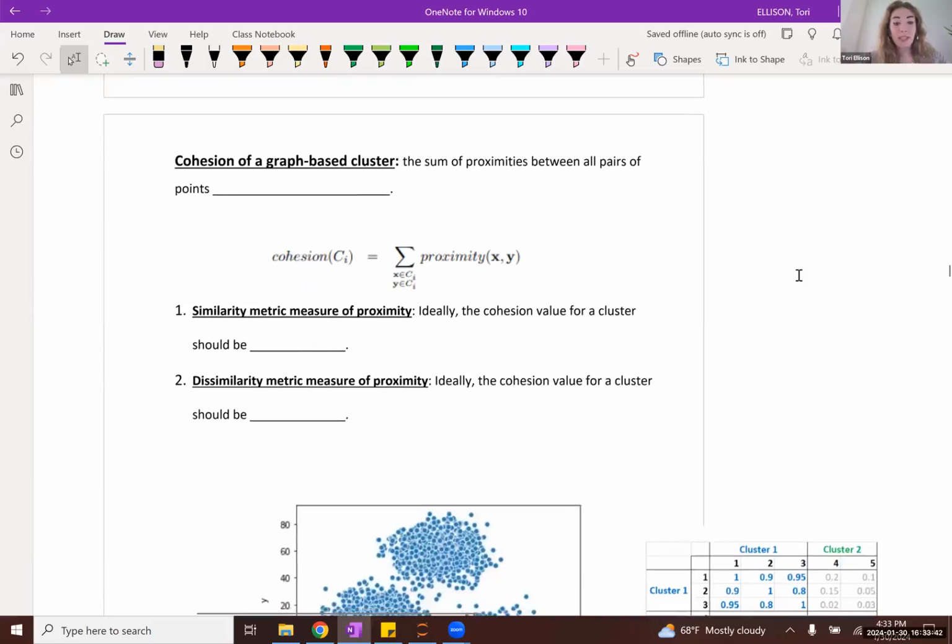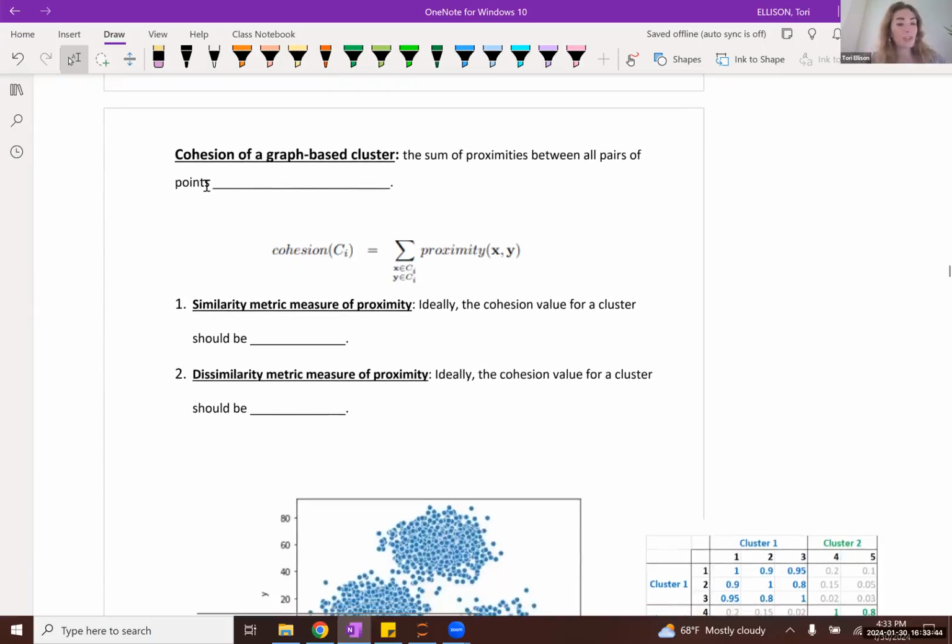So one way that we might go about measuring the cohesion of a graph-based cluster, for instance, is by simply taking the sum of all proximities between all pairs of points in that cluster.